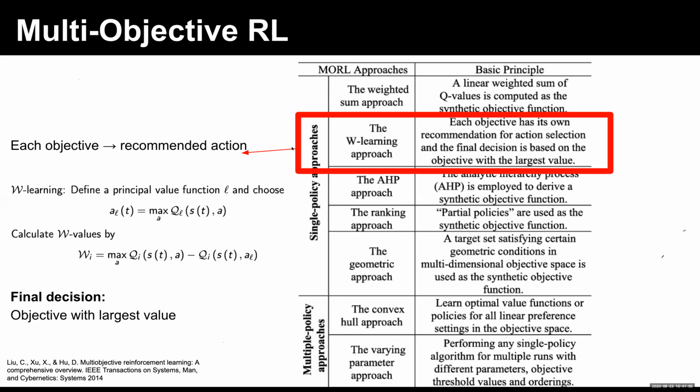Right. In the W-learning approach, the basic principle is that each objective has its own recommendation. Let's say we have 3 different objectives, and each objective says, hey, I think this playlist is my preferred way of recommendation, and another objective says this other playlist is its preferred way. Essentially, each objective picks a candidate to recommend, and then the final decision is made by the objective which has the largest value.